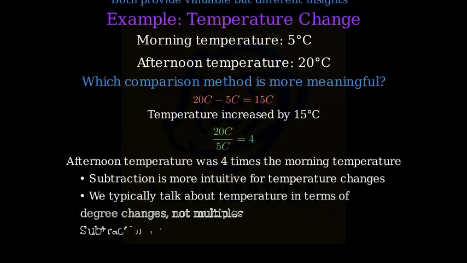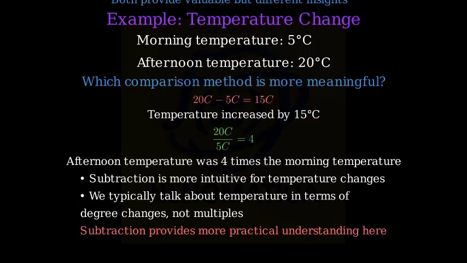In this temperature example, the subtraction method provides a more practical and intuitive understanding. We typically talk about temperature changes in terms of how many degrees it increased or decreased, rather than as a multiple of the previous temperature.